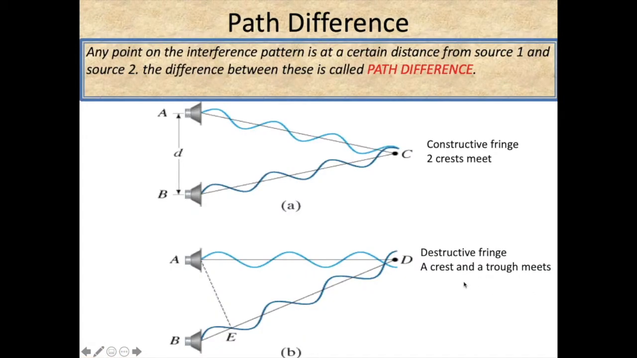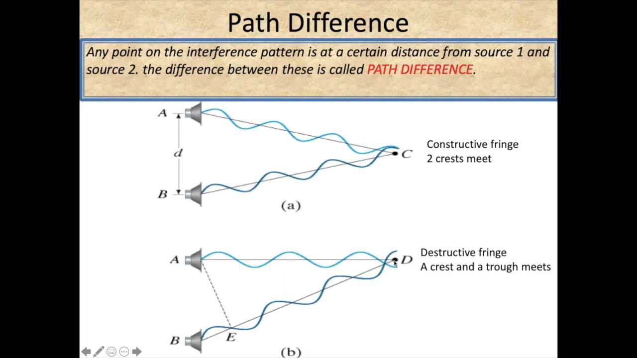So before we explain how an interference pattern works, we have to define a concept called path difference. Any point on the interference pattern is at a certain distance from source 1 and source 2. The difference between these two distances is called path difference. Let's take two sources A and B. Wave from A reaches point C and wave from B reaches point C, and you see that they meet constructively.